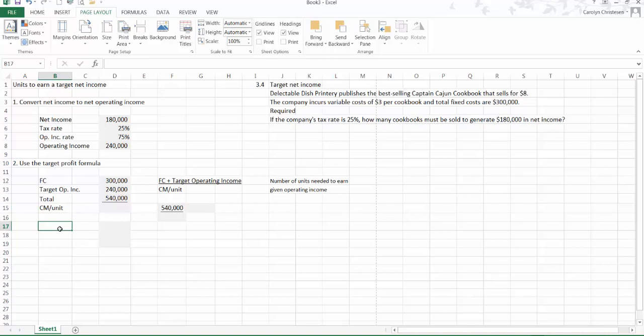So we have to recall our formula for contribution margin per unit. We are given unit amounts already, so all we need is our selling price per unit and our variable cost per unit. That will give us our contribution margin per unit. Our selling price is $8. Variable costs are $3. We're going to subtract those two, and that will give us $5 contribution margin. So our contribution margin per unit will be equal to 5. Let's put that over here.